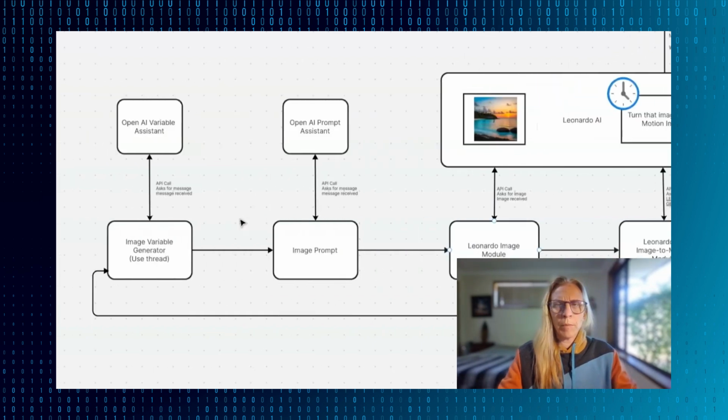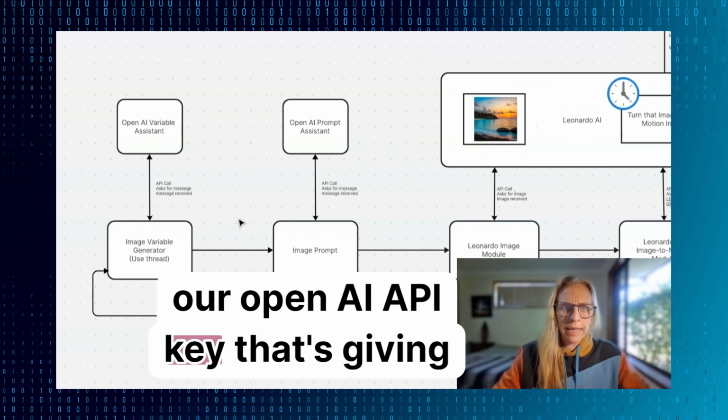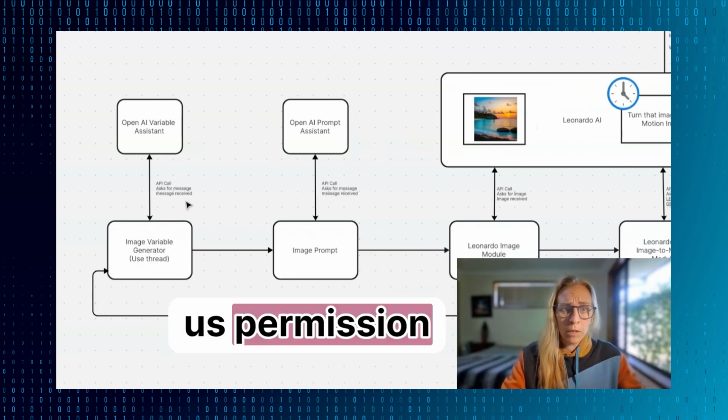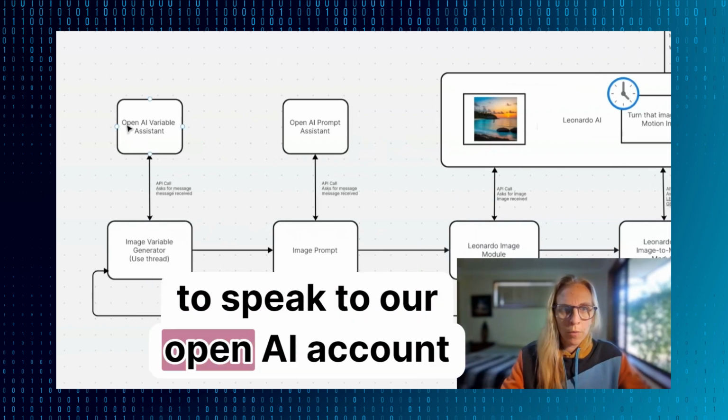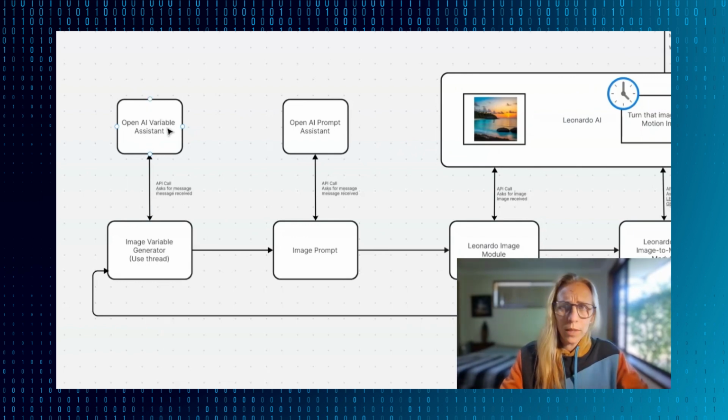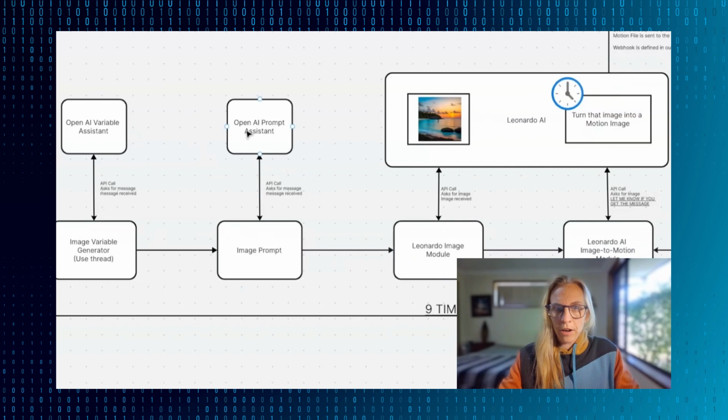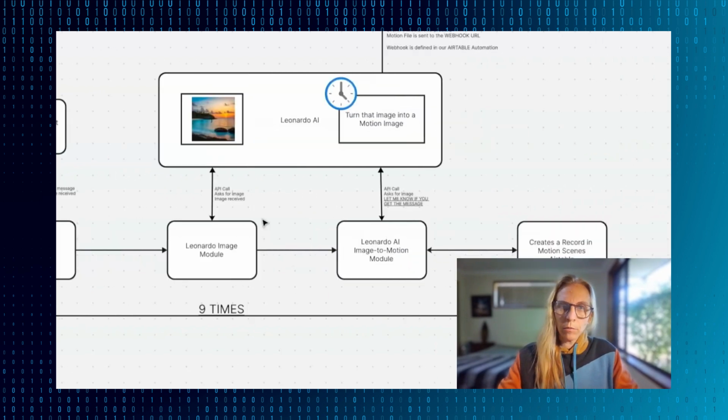So just note here, remember we've got our OpenAI API key. That's giving us permission to speak to our OpenAI account and our assistants. Without that, it's not possible. So nobody else can call the assistants that you have made. That's giving us all the permission we need to enter into OpenAI and get what we want. So we've already set them up in our OpenAI modules. Now we're up to Leonardo AI. And I'll show you what's happening in here, and then we'll go and get our Leonardo AI API key.